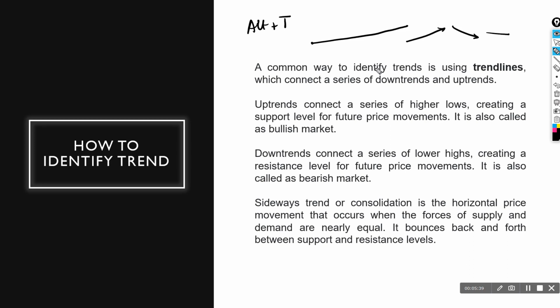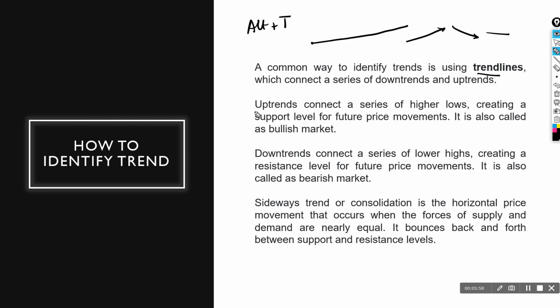So as you can see, a trend line is nothing but it helps to connect a series of downtrends and uptrends together. Don't worry if you are not getting it, I will help you understand that. But please understand the glossary and the basic terminologies. Now we know about trend lines.